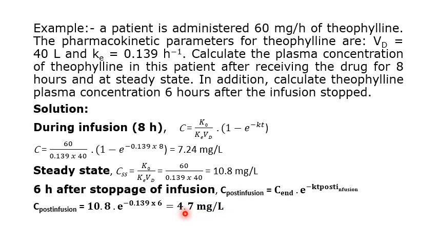To consider your answer, you should be careful about the numbers that you got. Like here, 4.7 milligram per liter should definitely be less than the steady state plasma concentration, and during the infusion time, the concentration should be less than the expected steady state plasma concentration. This is a way to check your answer.